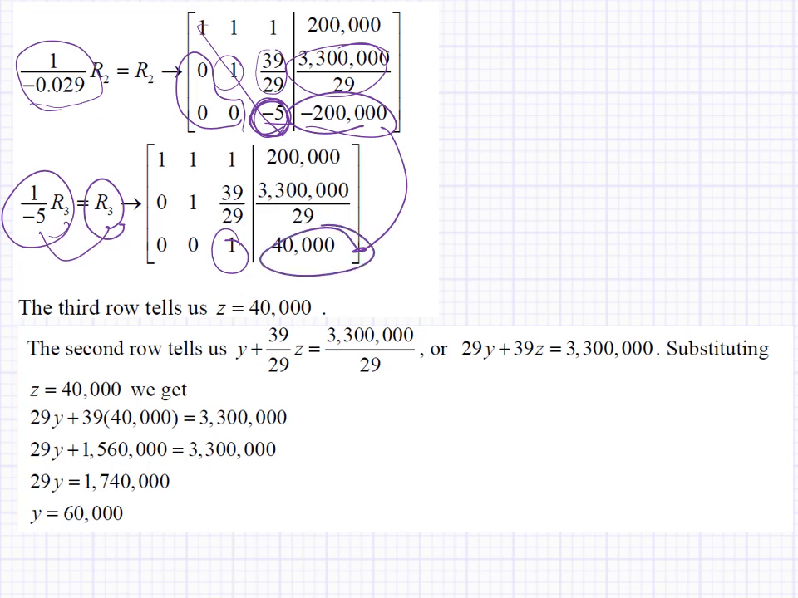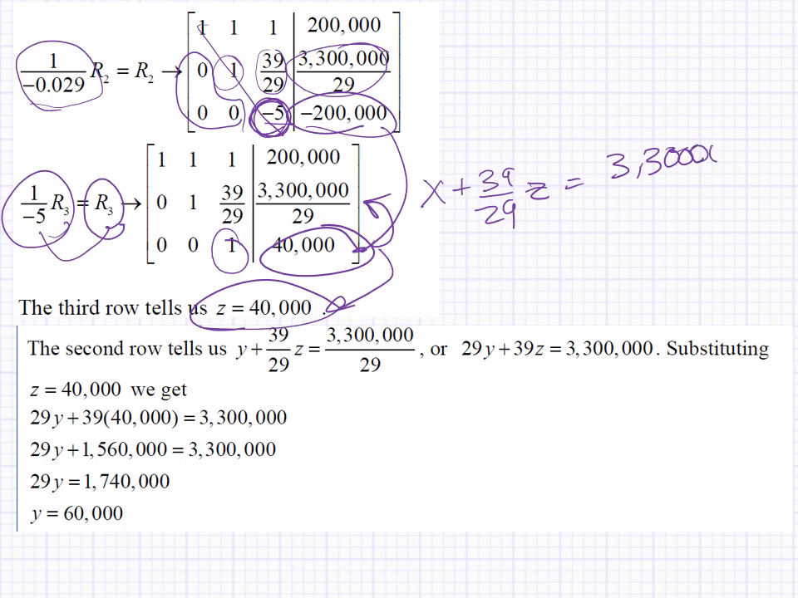So this third row tells me that z equals 40,000. We already got one value. Then we take that and work with the second row. The second row says y plus 39 over 29 z equals 3,300,000 over 29. We'll take that z, plug it in there, and solve for, sorry, this is a y. This is y. Take that z, plug it in there, solve for y, and you'll see this is the work here. We'll see we get a y of 60,000.